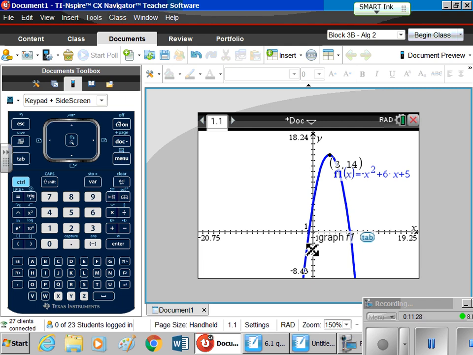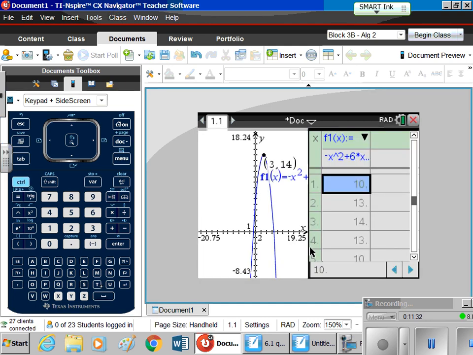The other way to do this is go to your table. So go to Control T. And this one, it just happens that the vertex is in sight on my table. Sometimes you have to scroll up and down looking for it, but this one actually is here because if you look at this 3 comma 14, you notice that it has that symmetry around it. And we're going to write down every point that fits on our graph. All right, so let me just clear ink, and we're going to rewrite this table on our paper.